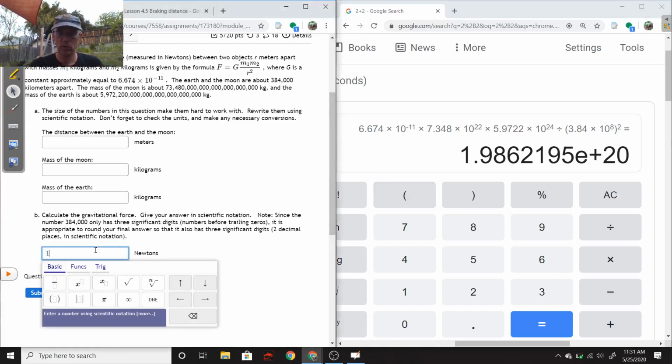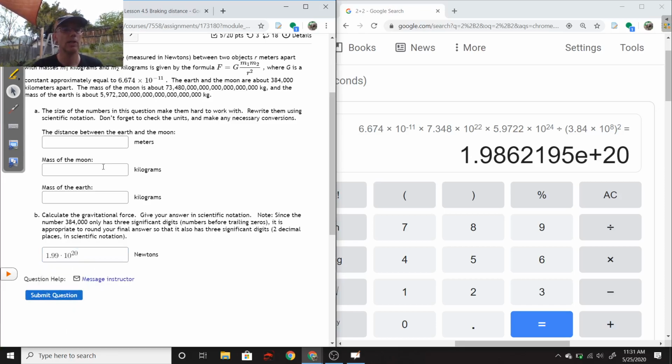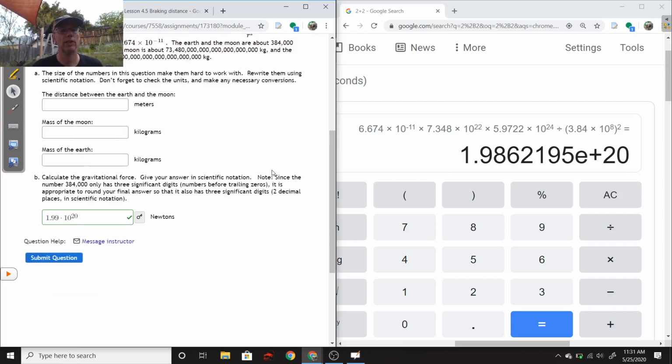So here I can go my 1.99 times, and notice until I complete the scientific notation, it says, hey, something's wrong. 10 raised to the 20th. And down here, it's telling me use scientific notation, and I can get more information about what that means and how to type it. All right, and I'm not going to worry about the other numbers at the moment. Hopefully you will. And cool, I got the hard part right.